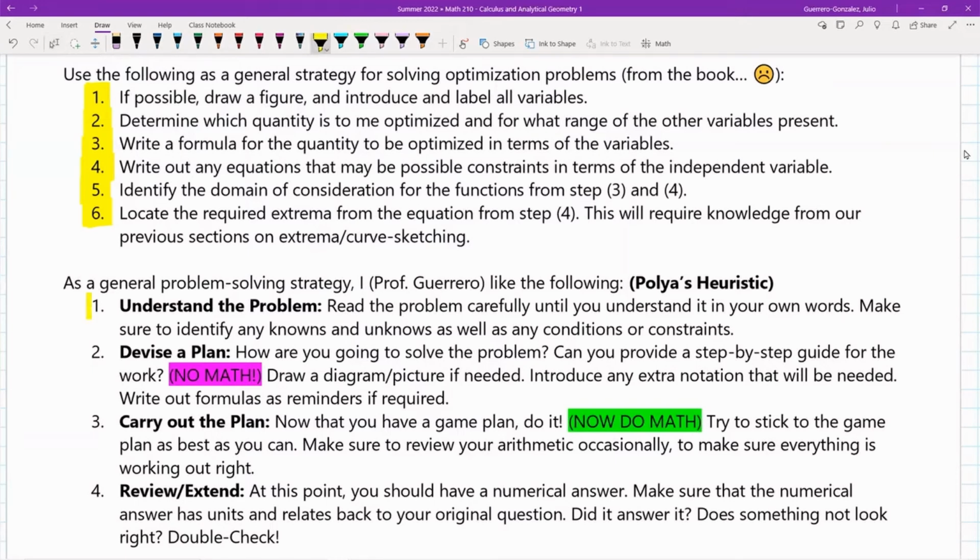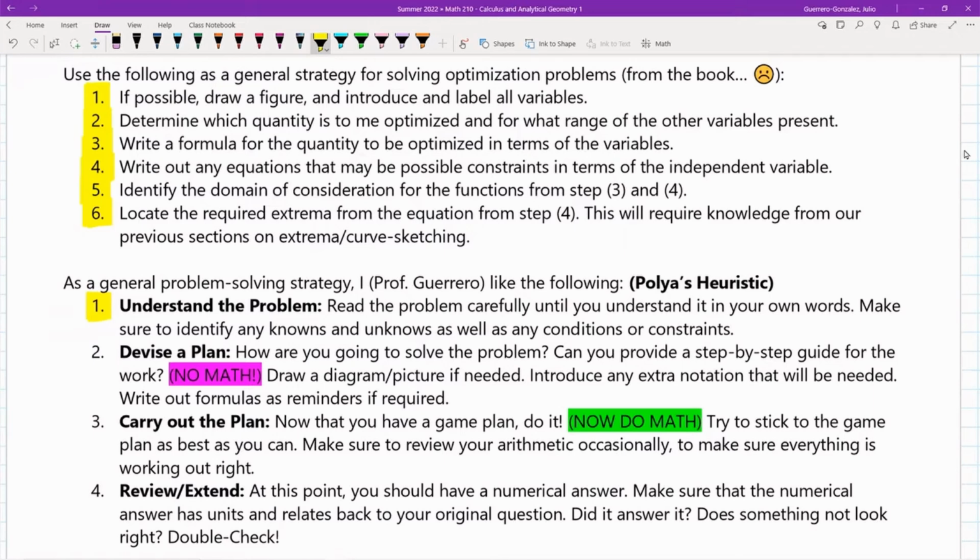Step one is just to understand the problem. Read the problem carefully until you understand it enough that you can repeat it in your own words. Make sure that you can identify any knowns and unknowns as well as any conditions or constraints within the problem itself. So if you need to, read it, reread it again, and make sure that you can identify every single little bit of the problem, okay?